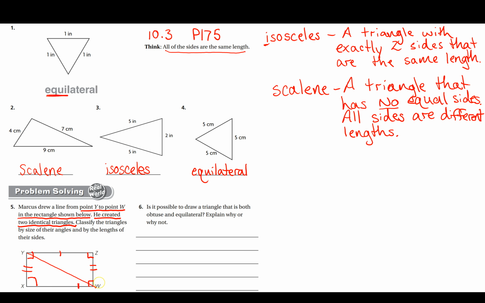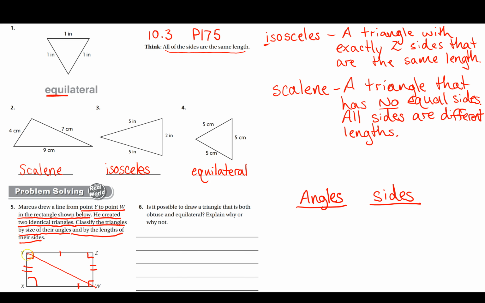Okay, and then it says classify the triangles by the size of their angles and by the lengths of their sides. So here's that case where we're going back to lesson 10.1. We have to look at the angles and we have to look at the sides. So we're giving it a first and last name, looking at it based on its angles and based on its sides. And both of the triangles are identical. It told us that in the problem, created two identical triangles. So they're both going to have the same first and last name.